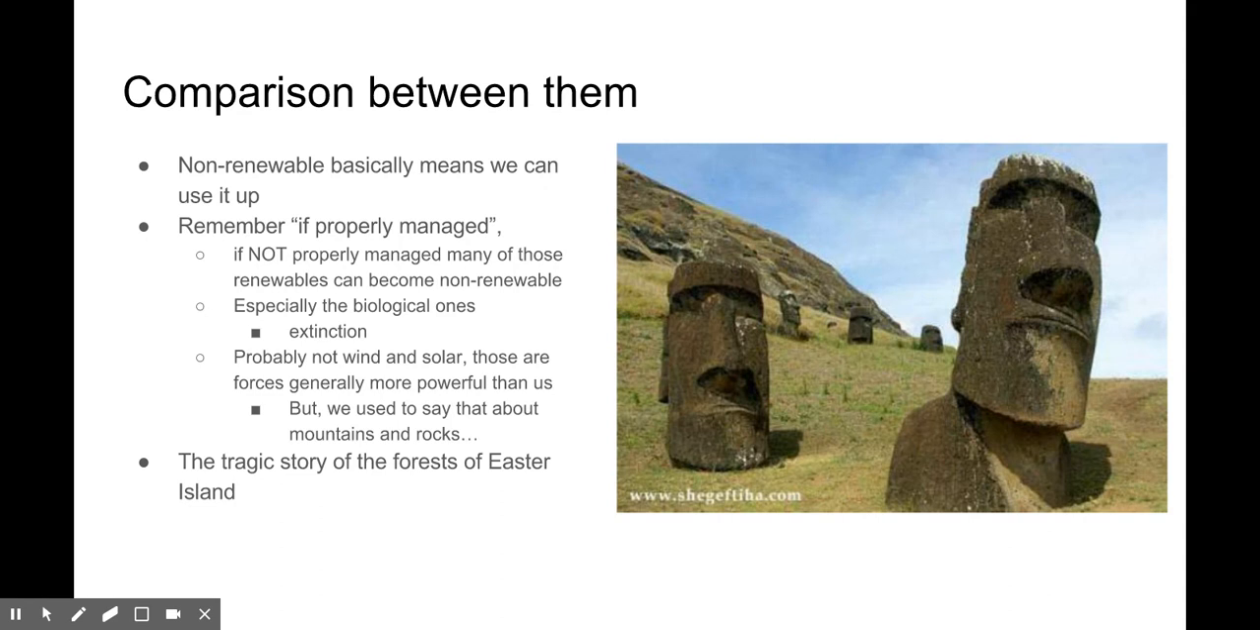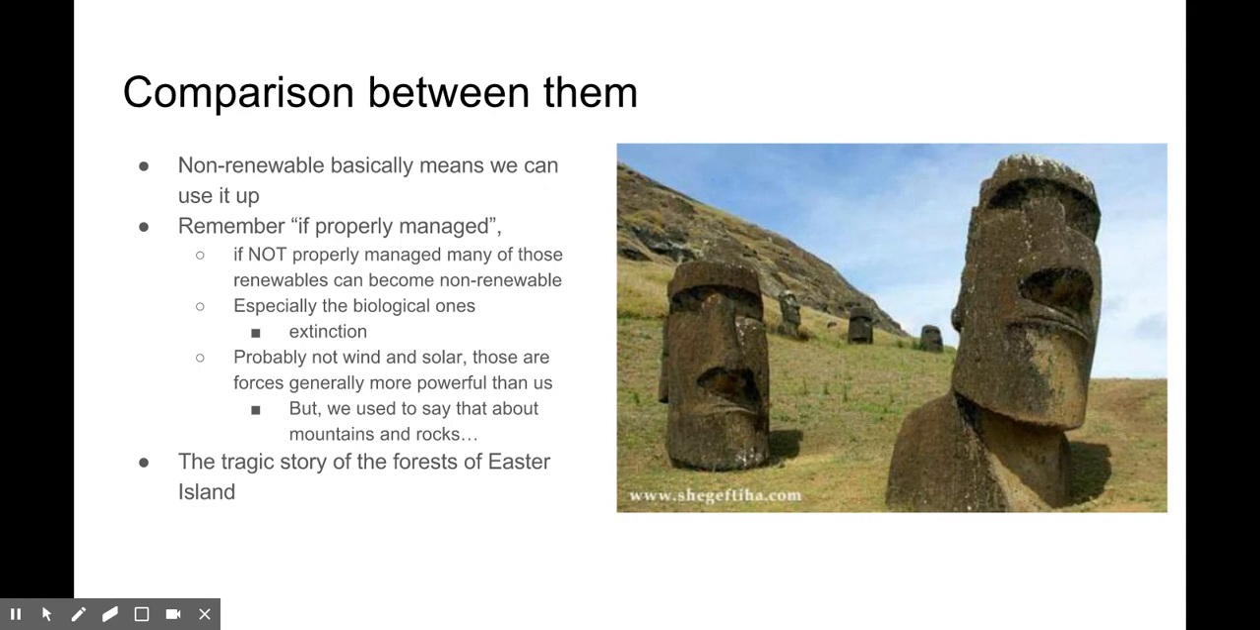Now, if not properly managed, some of those renewables can become non-renewables, especially our biologicals. Wind and solar we're probably not going to use to the point that they can't come back, because those are powered by the sun, and so far we haven't started messing with the sun yet. But we used to say that rocks and mountains were more powerful than humans, and we've really messed those up. So we're not going to rule it out as never going to happen, but right now we don't seem to have the tech to do it.